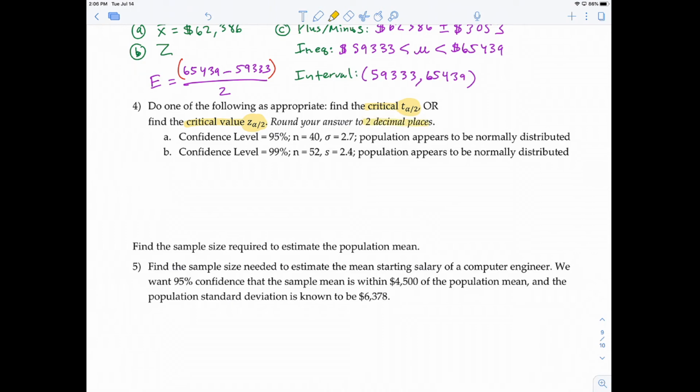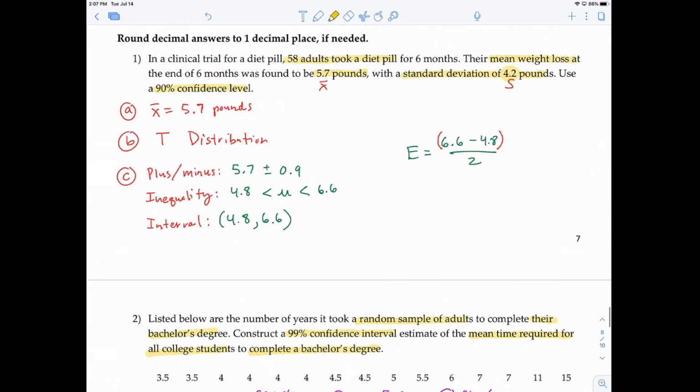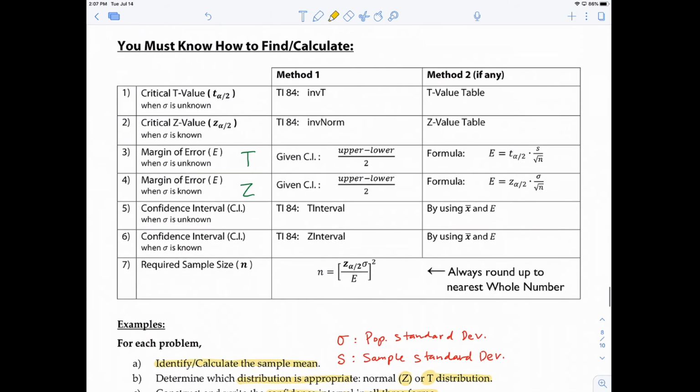Round your answers to 2 decimal places. So if you look at our table here, for the critical t-value, method 1 is using the calculator for the z and t. You're going to use inverse t. And then method 2 is you're going to use a table, a critical value table. For the purpose of this video, for critical z values, we'll use the inverse norm. For the critical t value, I'll show you guys using inverse t and using the t critical value table.